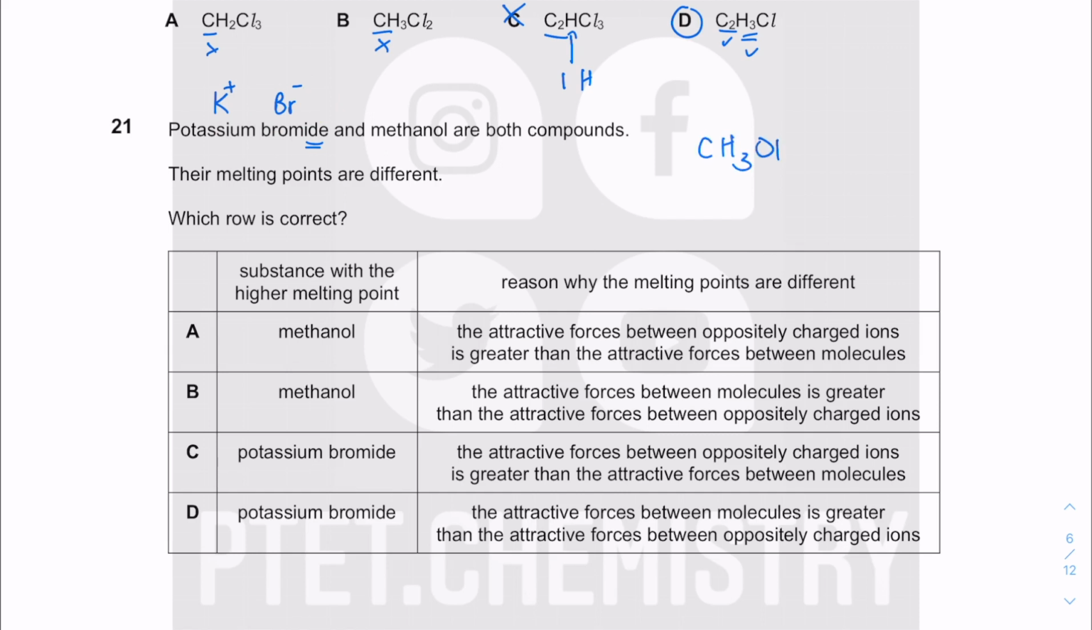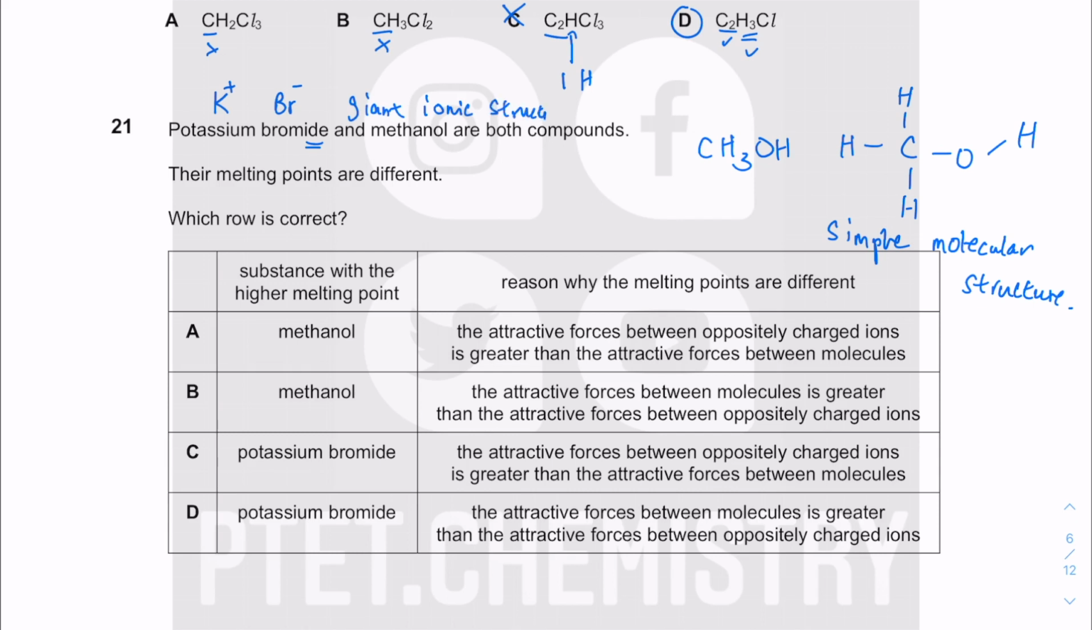Methanol is your case study, and you're given the name and the structure as part of your exercise on dot and cross of covalent compounds, also stated very clearly in the topic 3 syllabus. So this is a simple molecular structure. You are just breaking the weak intermolecular forces between the methanol molecules when you melt or boil it. This one has a giant ionic structure, so you will need to break the strong ionic bond between the oppositely charged ions when you melt or boil potassium bromide.